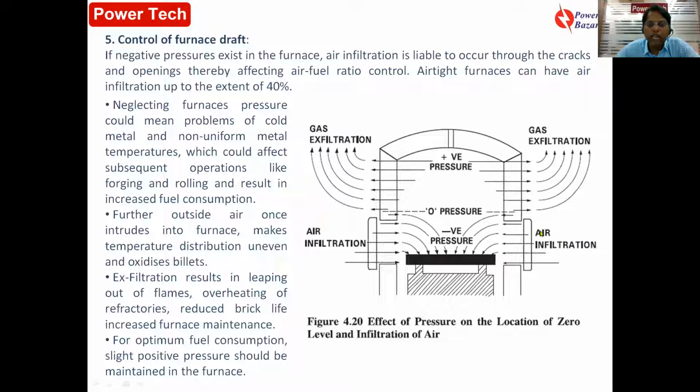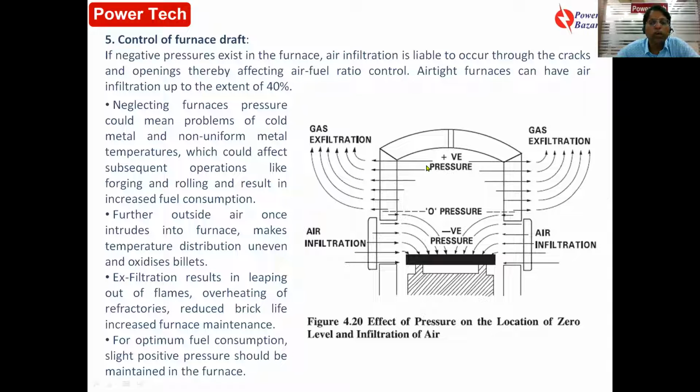Then the second one is that this cold air will cause non-uniform heating of the product, or the stock or the blade or plate, whatever. Due to this there will be non-uniform temperature, and this will affect the quality of the product also. So this is infiltration. Now what is exfiltration? If you go for positive pressure, more heat loss will occur because the dry flue gas at high temperature will go out. So in both the cases there is some heat loss.